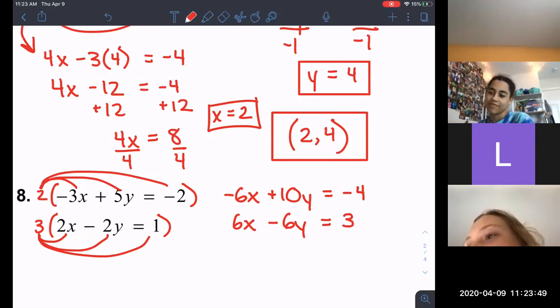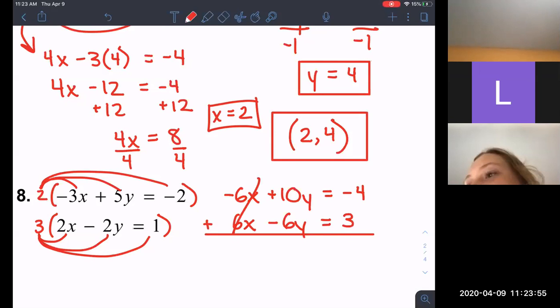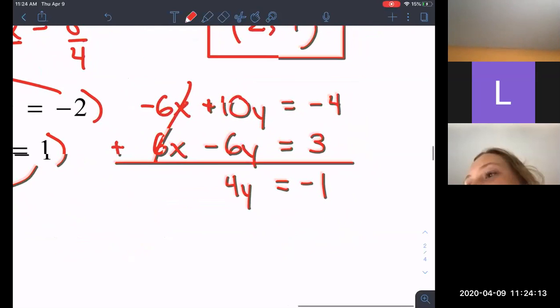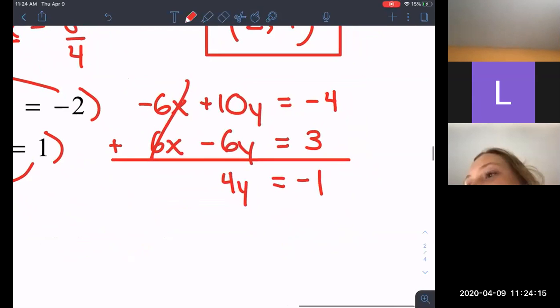All right, so let's go ahead and do our math now. We're going to add them together. The x's are going to cancel out. We get 4y when we add 10 and negative 6. And we get negative 1 when we add negative 4 and 3. See, it's not going to work. Yeah, it is going to work. You just have to deal with fractions. Oh, that's okay. I thought I was doing it wrong because there was a fraction.